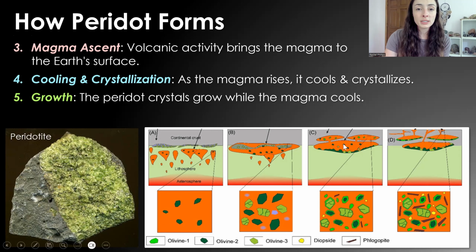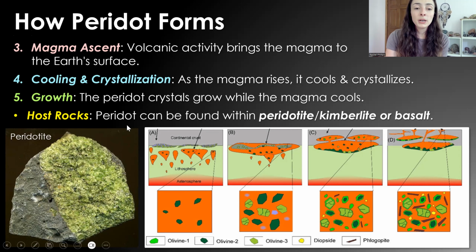They're also often allowed to form larger crystals because they have a longer time to cool, since they start to crystallize sooner than the other things in the magma chamber, and thus at a deeper depth in Earth's crust. And peridot is often found within peridotite or kimberlite or even sometimes basalt.